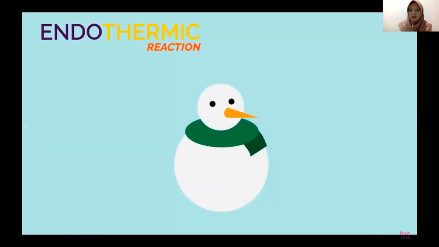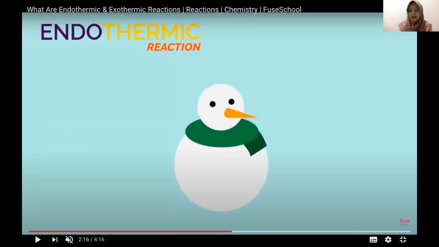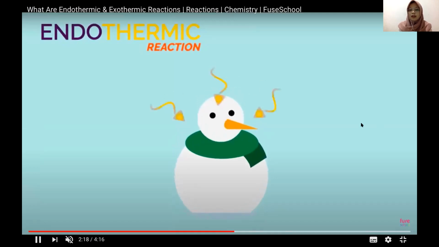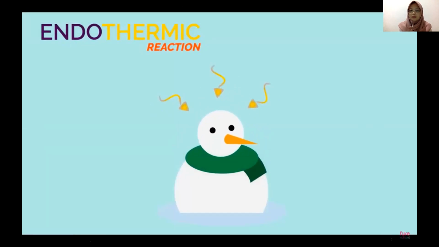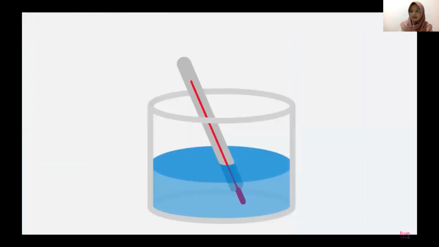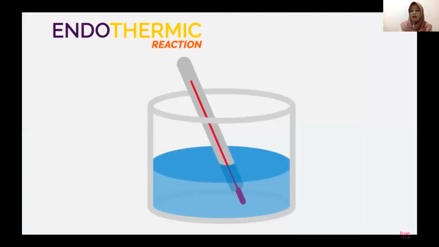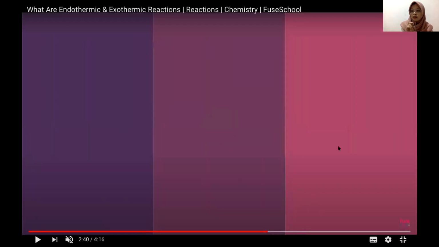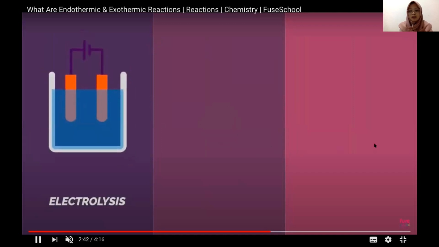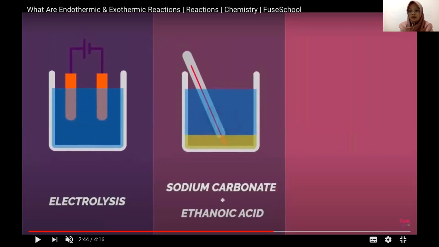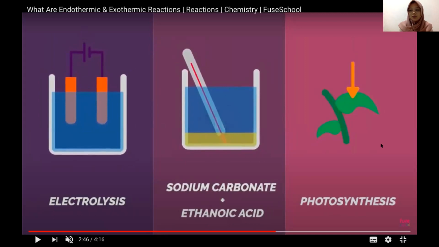As you remember, the endothermic reaction that I mentioned before means that it absorbs heat energy from the environment, like this snowman, which will melt. It's also easy to detect an endothermic reaction: look at the thermometer, and if the temperature reading gets colder, it is an endothermic reaction. Other examples of endothermic reactions are electrolysis, sodium carbonate and ethanoic acid, and photosynthesis in plants.